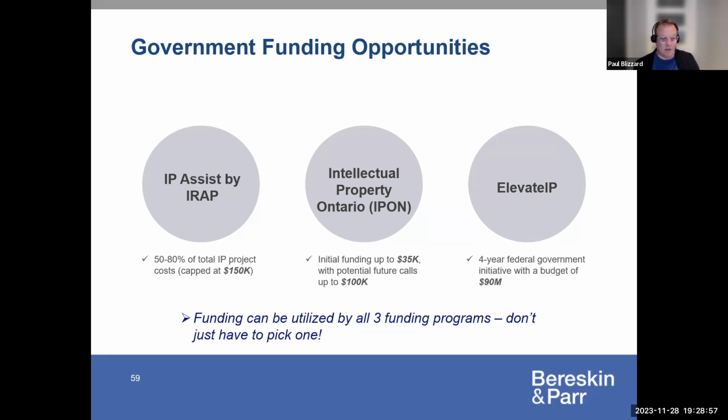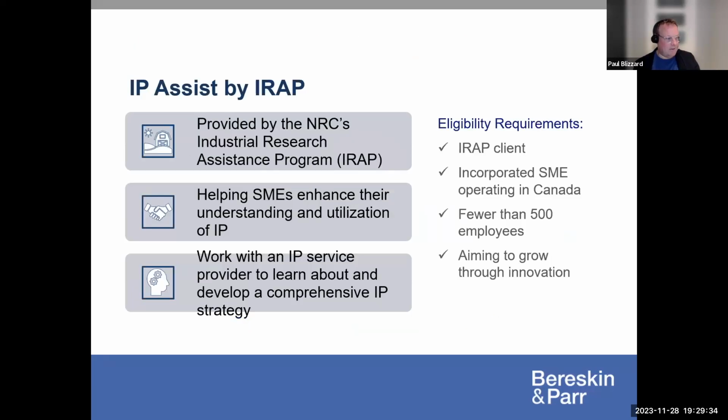You can apply for multiple programs. You can't double dip, like you can't cover the same work with different funding sources, but you can participate in one and have a strategy report created under IRAP IP Assist, and then use the strategy report as a launching board to prepare other work or actions to be taken under Elevate. I highly recommend them. I do a lot of work with IP Assist right now. I have some work with Elevate, and they can be very helpful.